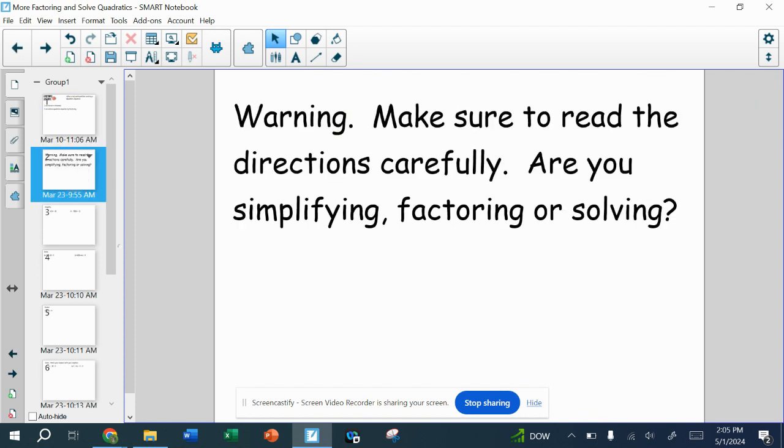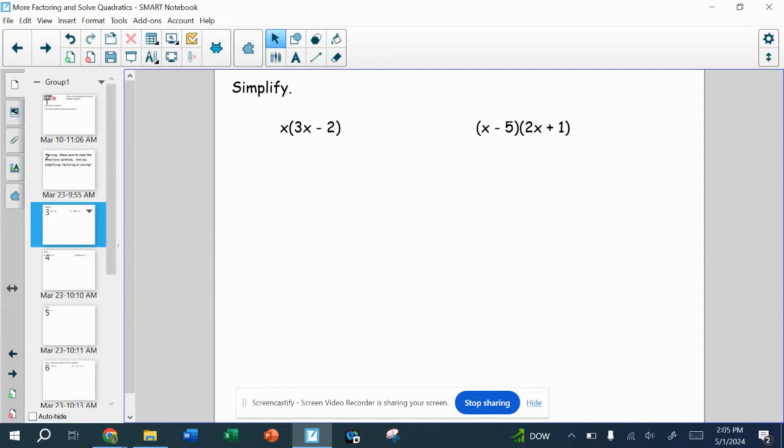So make sure that when you are looking at the problems today, you are reading the directions very carefully. Some of the problems you're just going to be simplifying, some of them you're going to be factoring, and some of them you're going to be solving. So make sure that you're looking to see, is there an equal sign? Am I figuring out what the x is equal to, or am I just doing some multiplying? So for instance, these are just simplifying problems. On these, there are no equal signs. There's no possible way for you to say what the x is equal to.